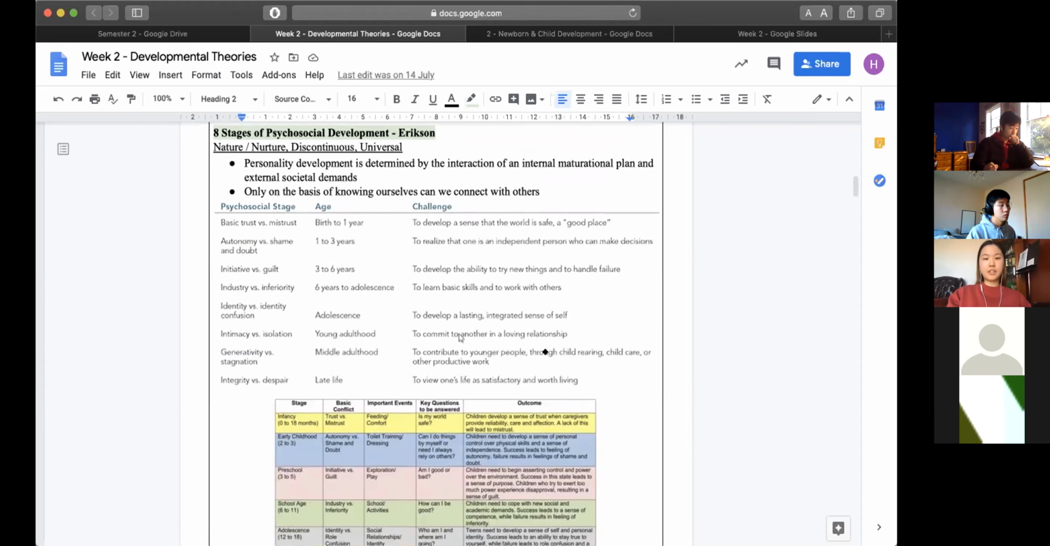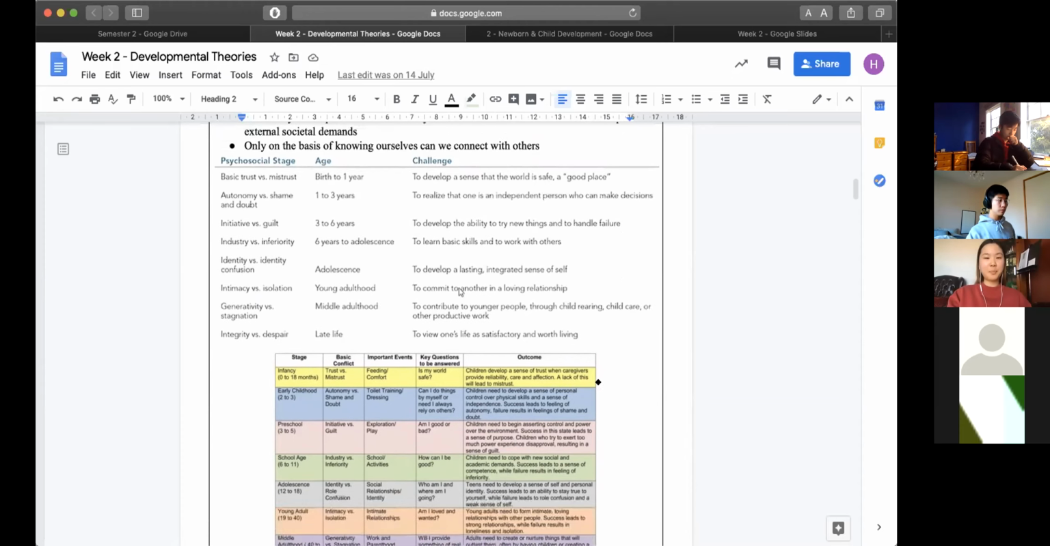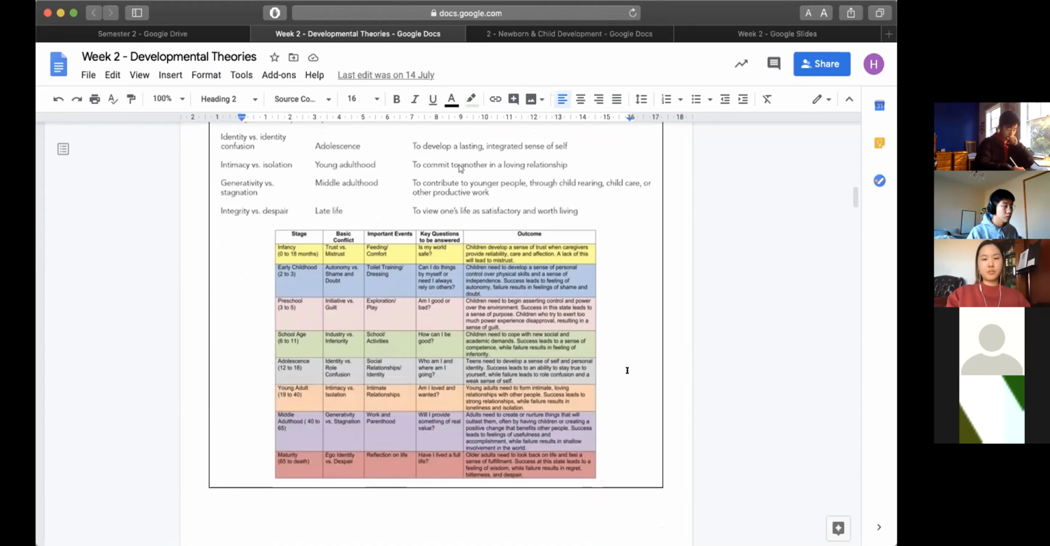The theory is based on the fact that personality development is determined by interaction with both internal factors and external society. And only on the basis of knowing ourselves can we connect with others. It sounds all very philosophical, but yeah, the table goes through it quite well.